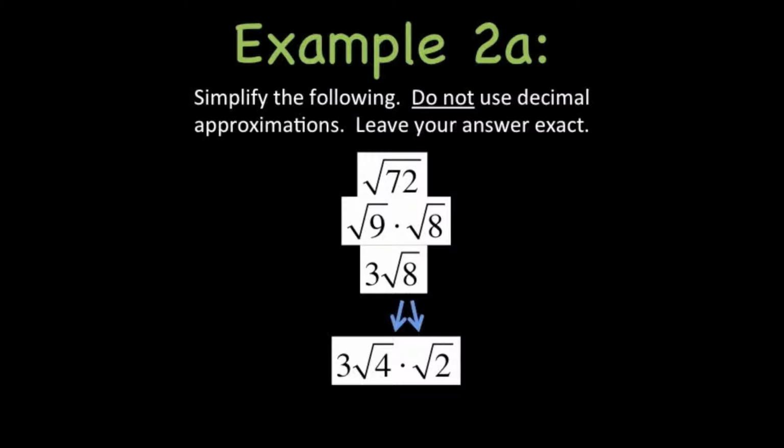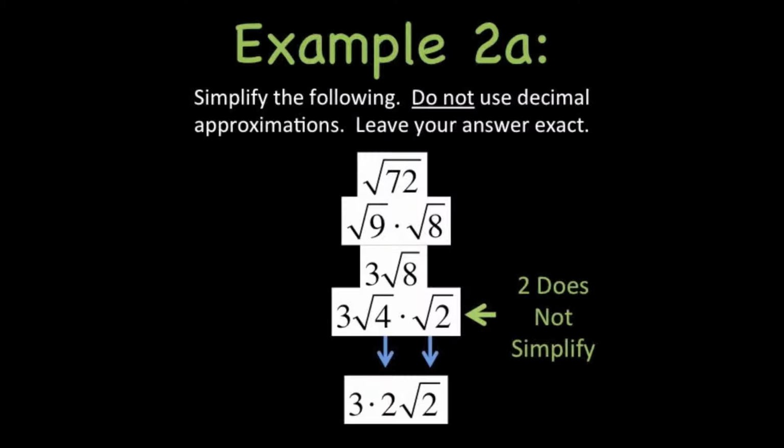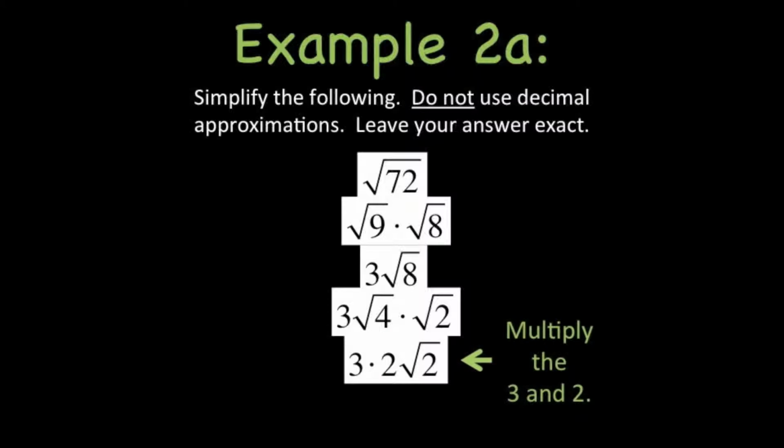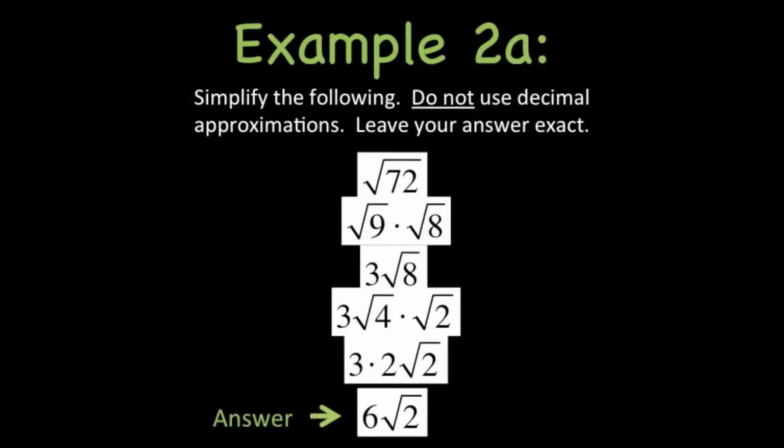The square root of 4 gives us 2, and the square root of the other 2 will not break down any further, so it remains underneath the radical sign. All that is left for us to do is multiply our integers together that are in front. We are dealing with multiplication throughout the whole process, so putting the 3 and the 2 together that were pulled out in front gives us 6 square root of 2, our final answer.